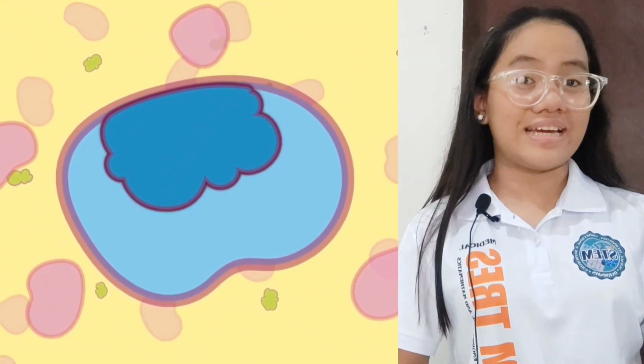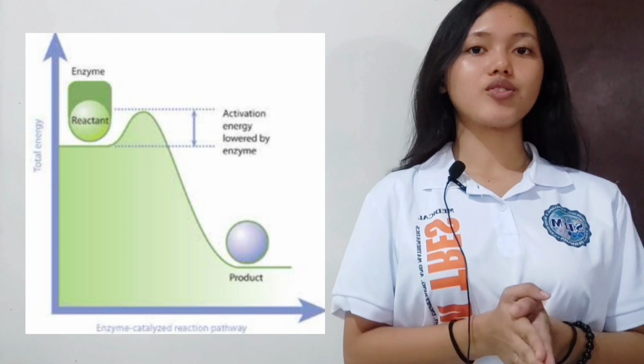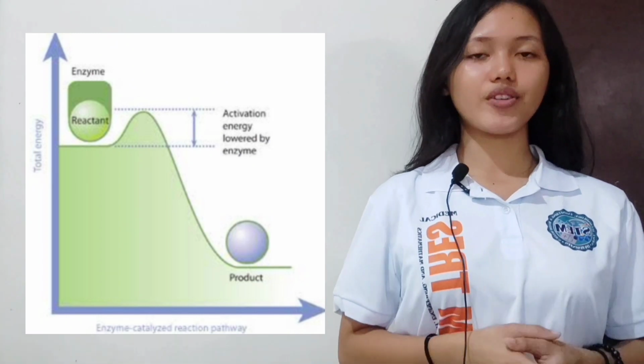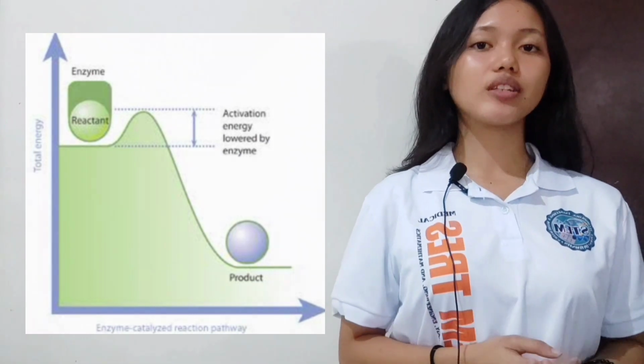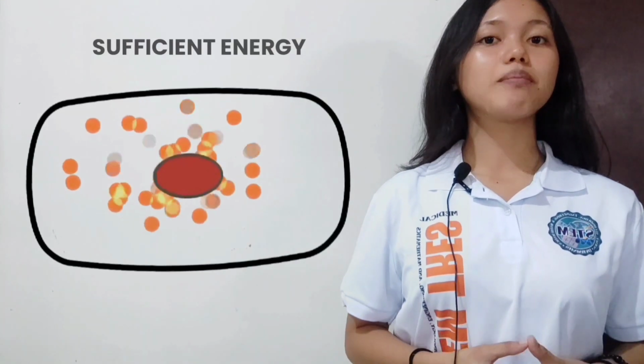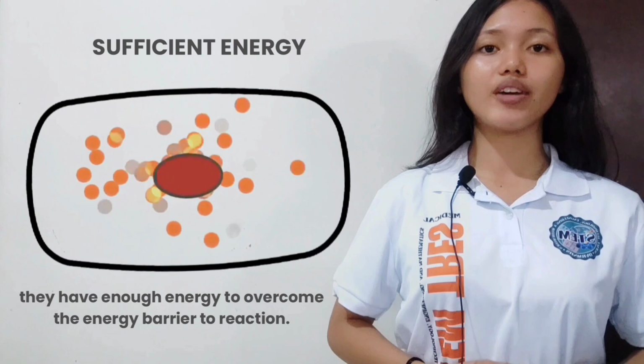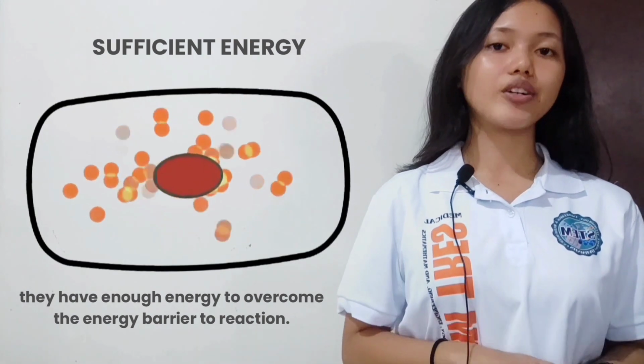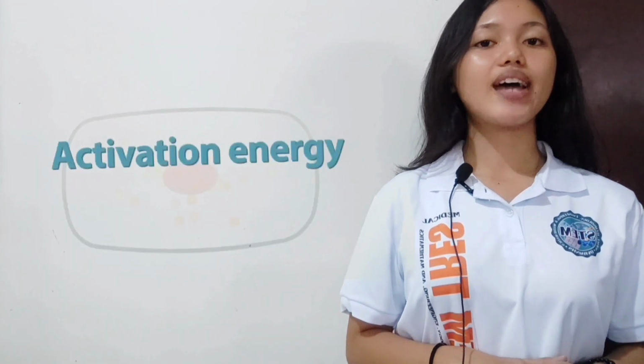take place more easily. For two molecules to react, they must collide with one another. They must collide in the right direction or orientation and with sufficient energy. Sufficient energy means that between them, they have enough energy to overcome the energy barrier to reaction. This is called the activation energy.